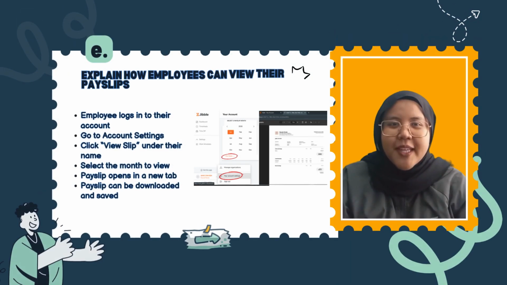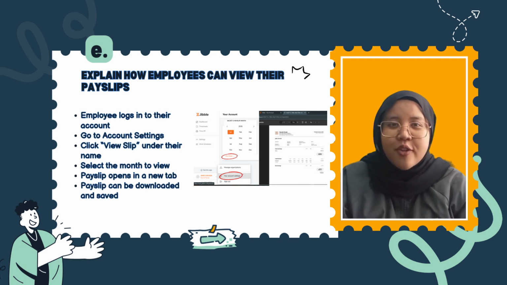To view the payslip, the employee needs to log in to their account. Once logged in, they can go to the account setting. After that, on the box that has their name, there is a view slip. The user needs to click on it and can choose which month they want to view the payslip. Once they choose the month, the generated payslip will appear in a new window tab. The employees can download and store the payslip for future use.